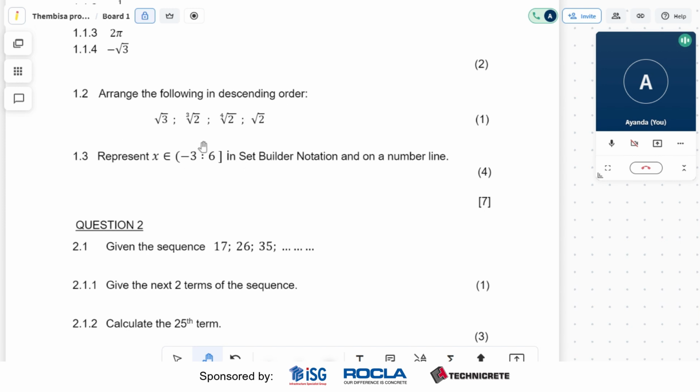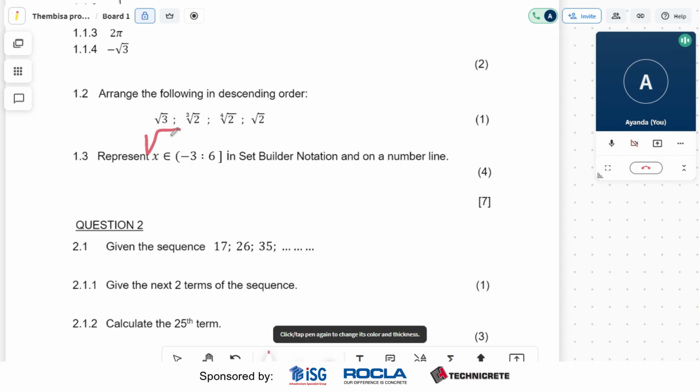Now here, we need to remember our laws when it comes to surds. So what would the biggest number be here? Well, it's pretty easy actually. So we start off from the number that is going to be the biggest under the square root, which is 3.